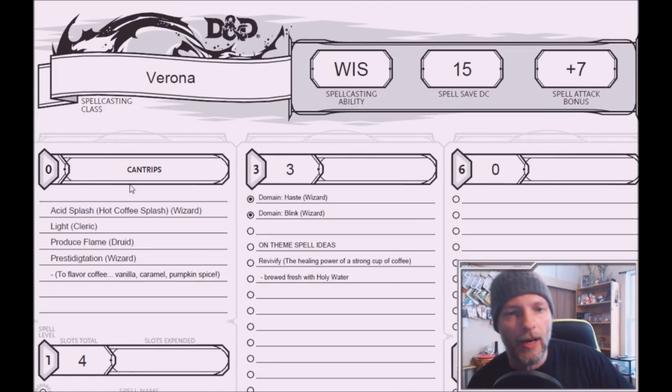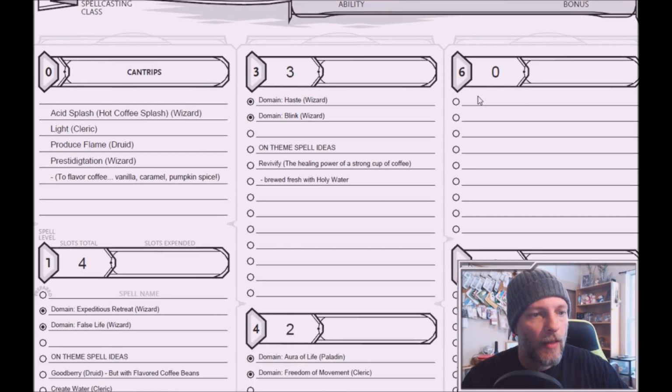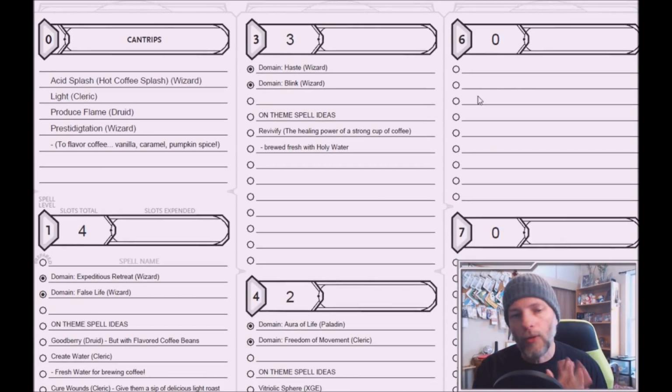And now we come to spells. We've got our spellcasting ability of Wisdom. At level 8, we have a DC of 15 and a spell attack bonus of +7. The cantrips that I chose, and here we go. This is where we need our help from the Dungeon Master to approve these on-theme spells.